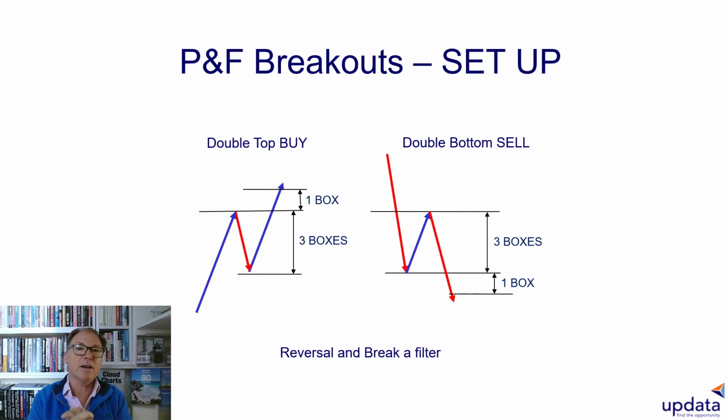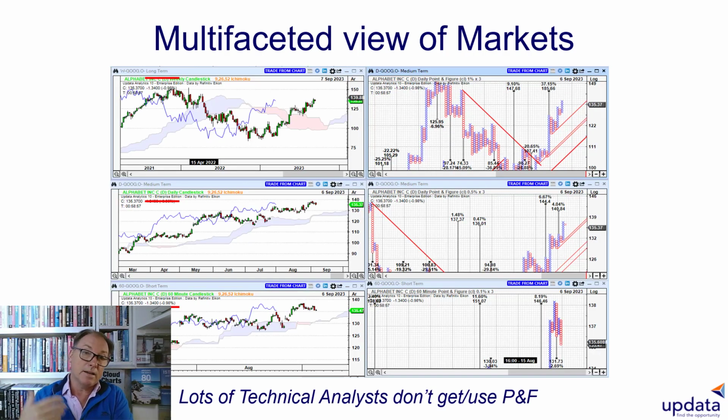So the point and figure breakout is a setup really. We have a thrust off a low, a pullback of 3 boxes, and then a move higher, and that is a double top buy. The double bottom sell is the reverse. And basically that's what generates the targets. You'd have that thrust off a low that would generate the targets to the upside, and the same would be true to the downside.